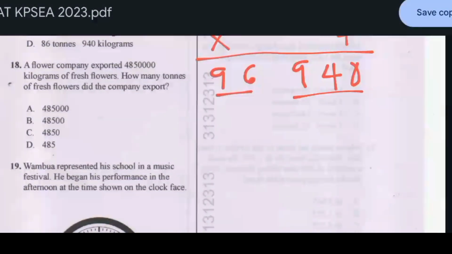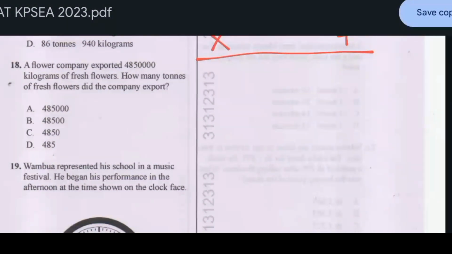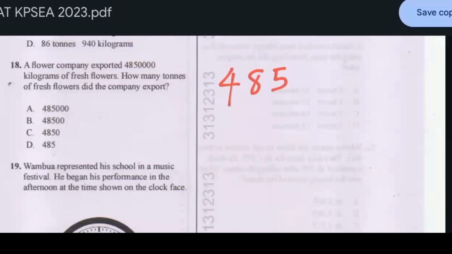Number 18. A flour company exported 40... Wait, let me write that number again. Let me write this number, 485. And how many zeros? Those are 4 zeros. Okay, anyway, so that is 4,850,000. How many tons of fresh flowers did the company export?